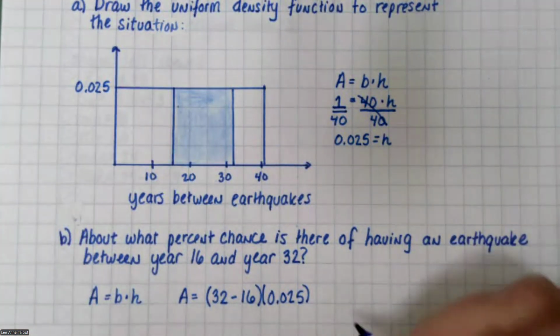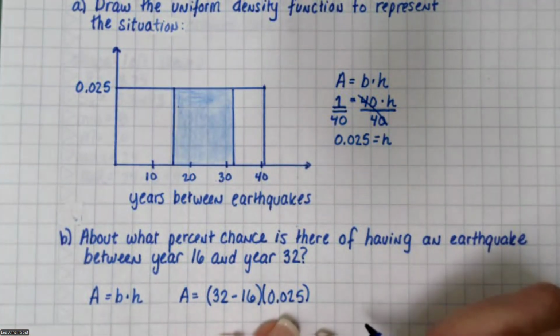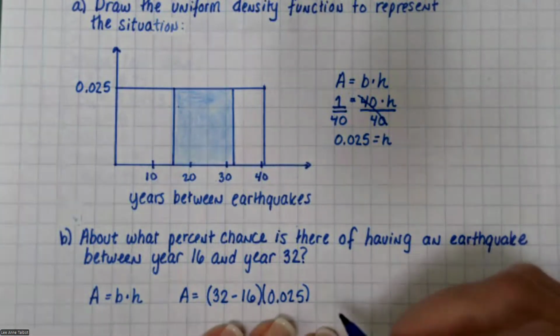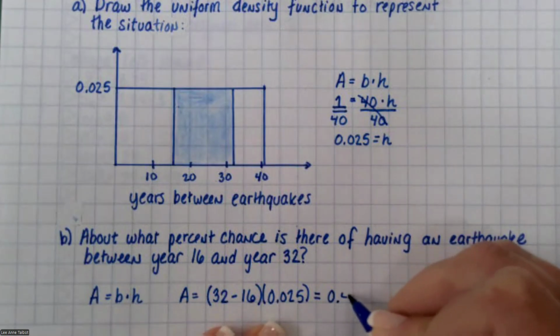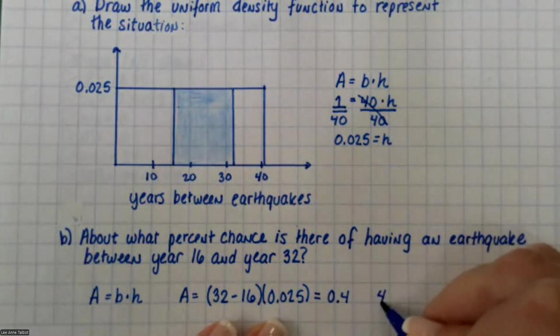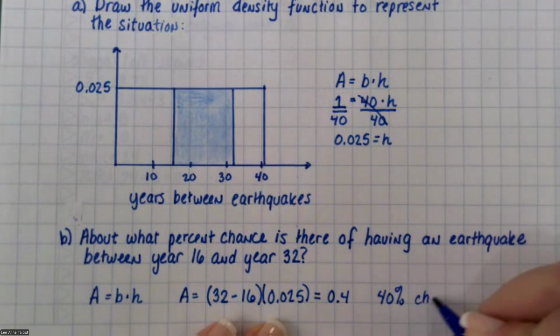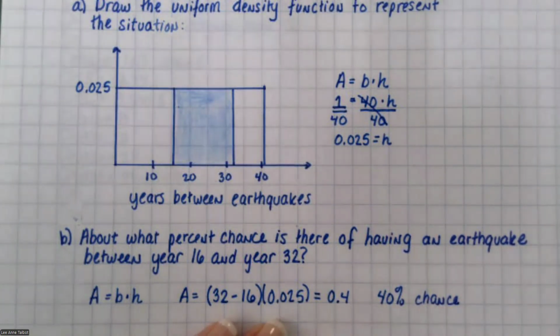Are you guys okay if I already did this arithmetic ahead of time just to save us time? Okay. So this comes out to be 0.4, which is a 40% chance.